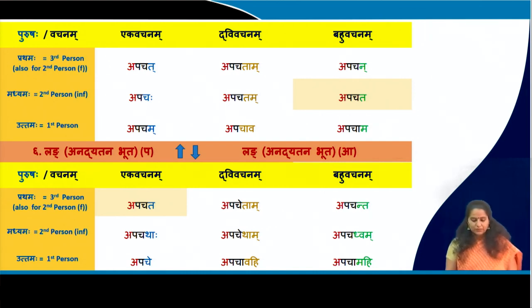Let's take one verb. How would you say, I cooked food for everyone yesterday? So, this is anadyatana bhuta. So, not today's bhuta. So, aham sarvesham krite bhojanam apacham. And I cooked food for myself yesterday. Aham yaha bhojanam apache.